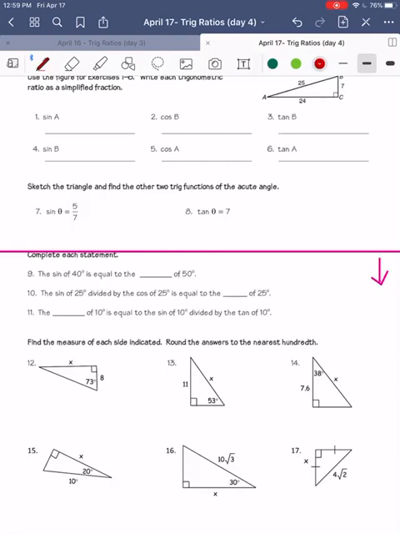All right, good luck. Please submit the form when you finish. All you're going to have to type in is the answers, okay? So you're not going to have to type in any work. It'll just be a plain old 3.55 or something like that for 12 through 17. For 9, 10, and 11, you're just going to write sine, cosine, or tangent in the blank, okay?